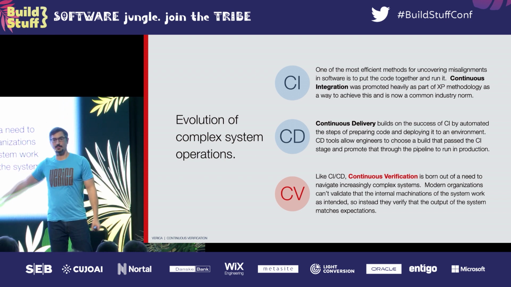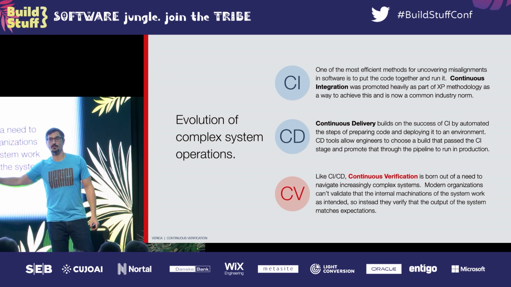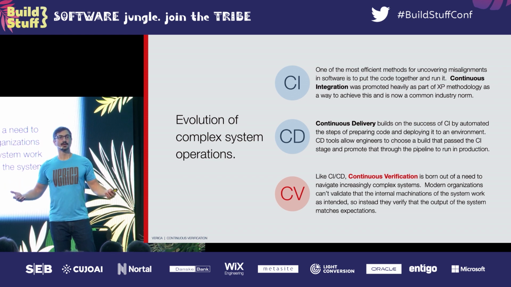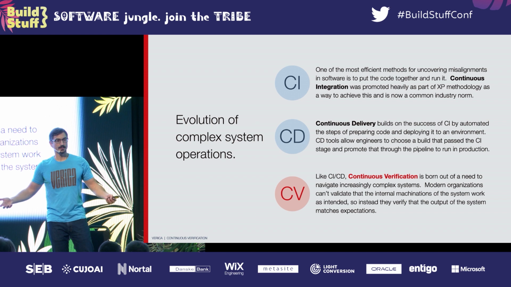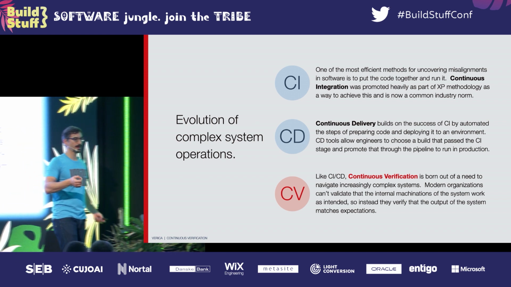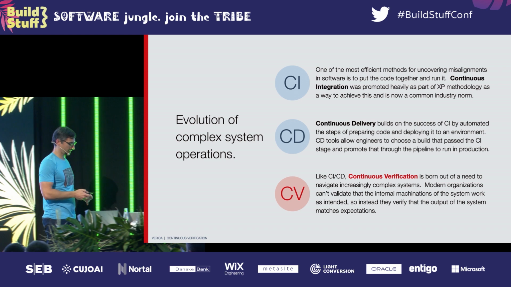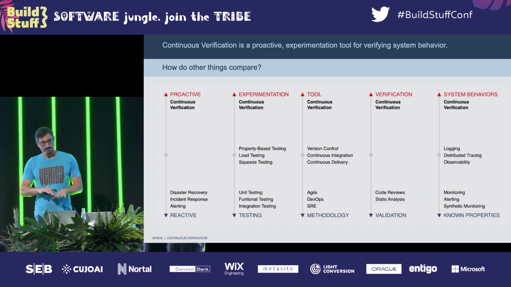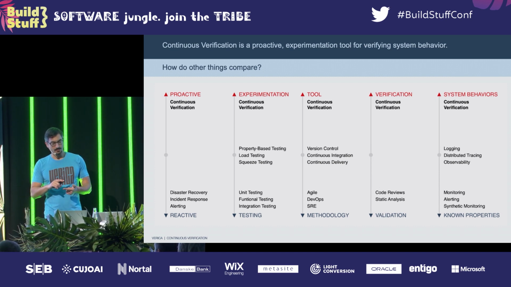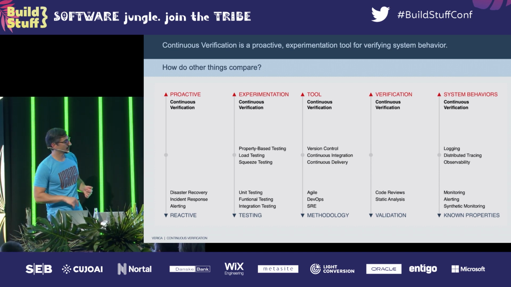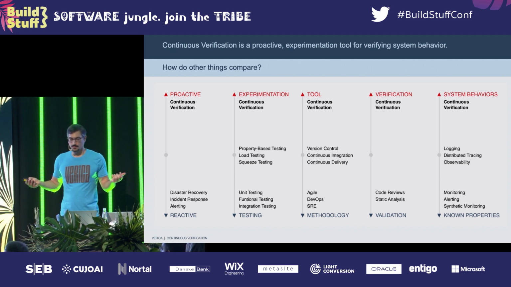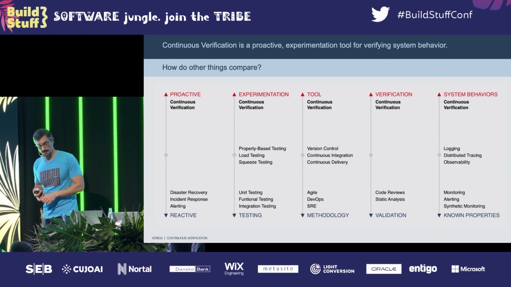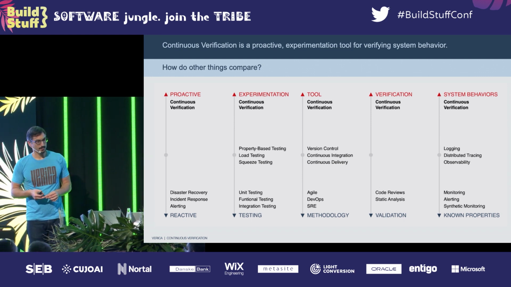Once the complex system is already up there and running, how do we make sure that the system gives us the output that we expect, that we want? How do we continuously verify at the boundary the output of the system? And so here's another way to think of it. What we've been doing is along the bottom, reactive testing methodologies that validate known properties. What we're moving towards in continuous verification are proactive experimentation tooling that verifies system behaviors.